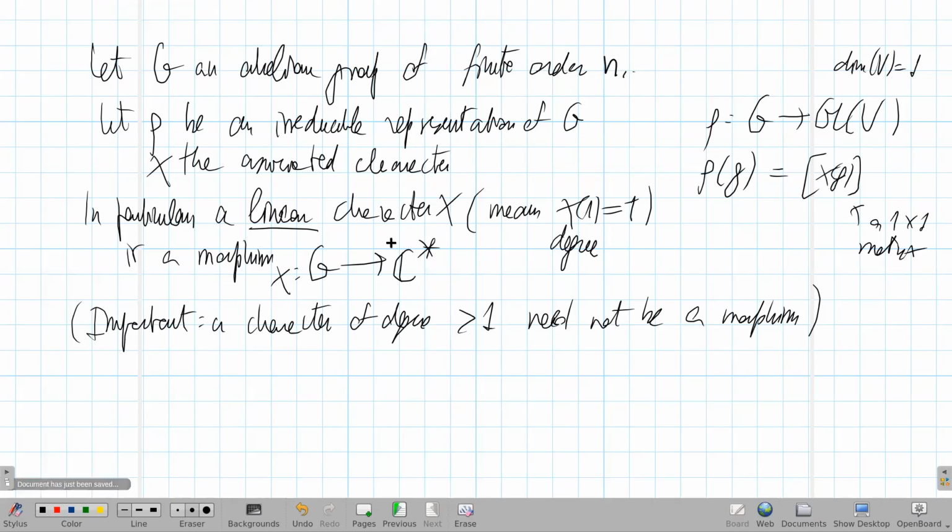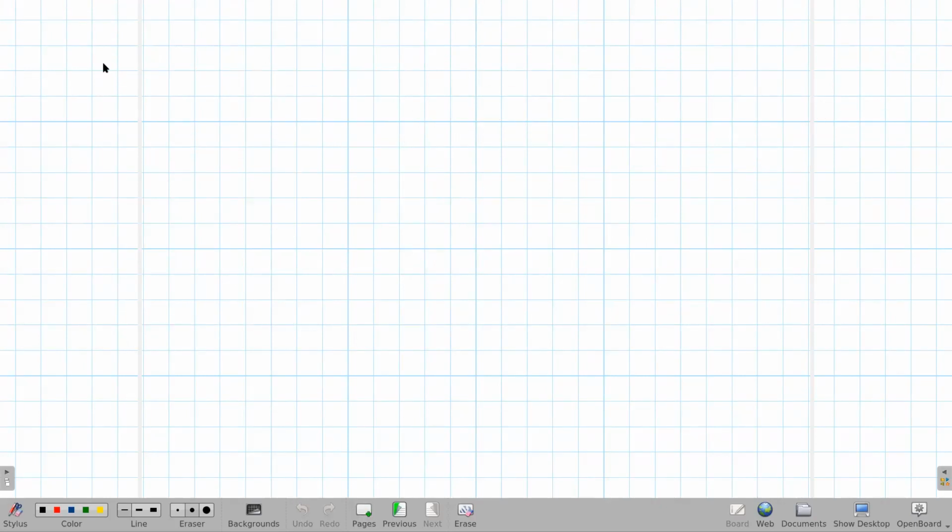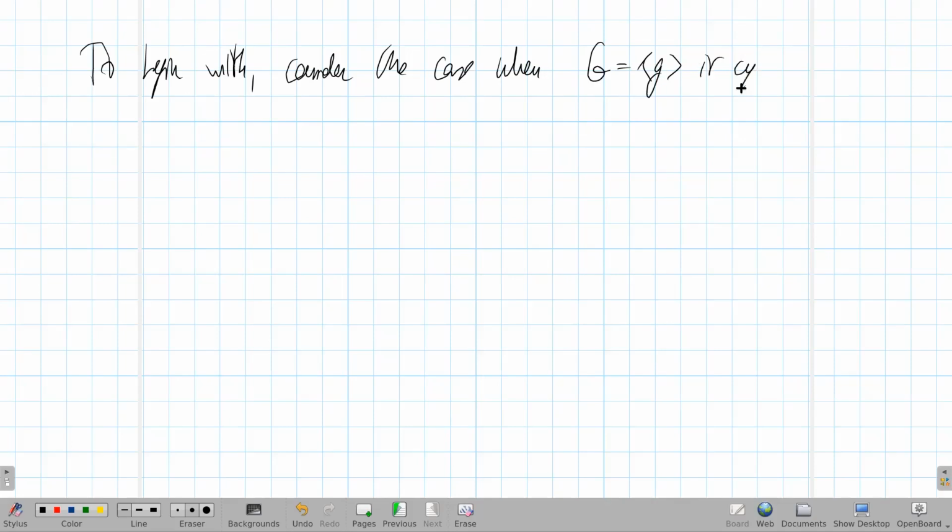So we are going to find these linear characters. Remember, degree 1 means irreducible. So what are the linear characters of an abelian group of finite order n? We'll begin with the easiest example. So to begin with, consider the case when G is cyclic of order n. So what are its characters?